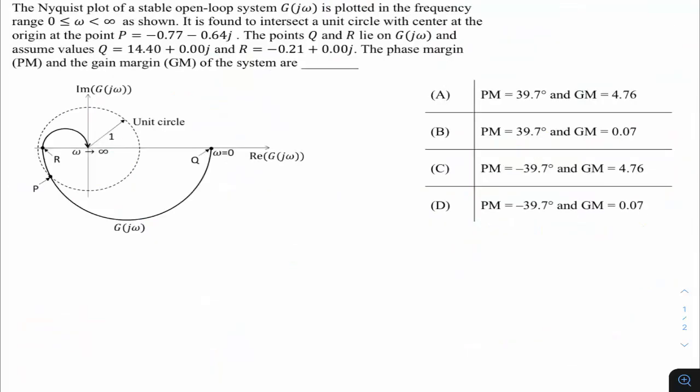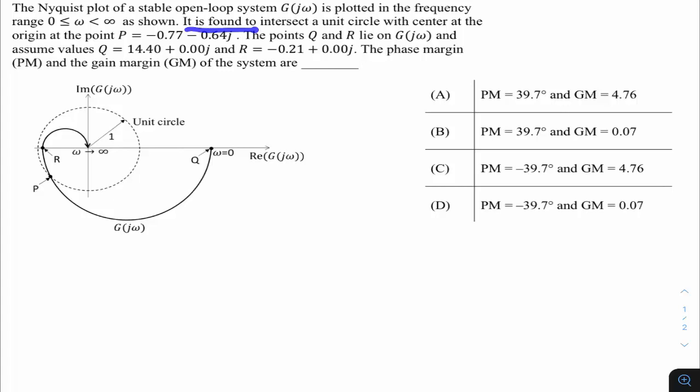This question was asked in GATE 2022 Instrumentation. This is from the control systems subject and is related to the gain margin, phase margin concept. The question is: the Nyquist plot of a stable open loop system G of j omega is plotted in the frequency range of omega between 0 to infinity, as shown.